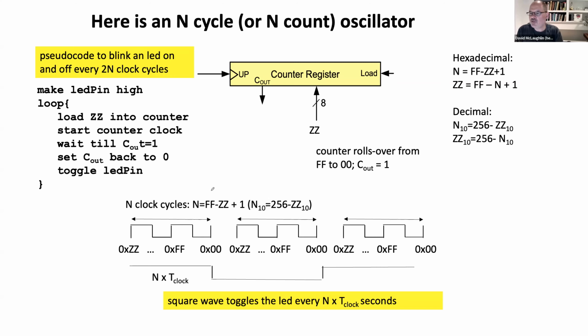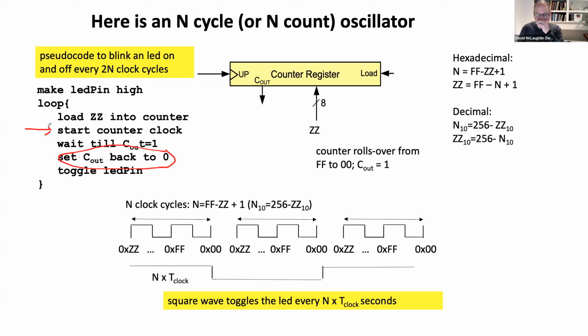Okay, so I've got a question. Does C out equal 1 prevent the counter from counting further? No, if we don't set C out back to 0, it doesn't freeze the counter. The counter will keep on going as long as you have a clock. Once we've started the counter clock, as long as we continue to provide it with a clock, it'll keep on counting.